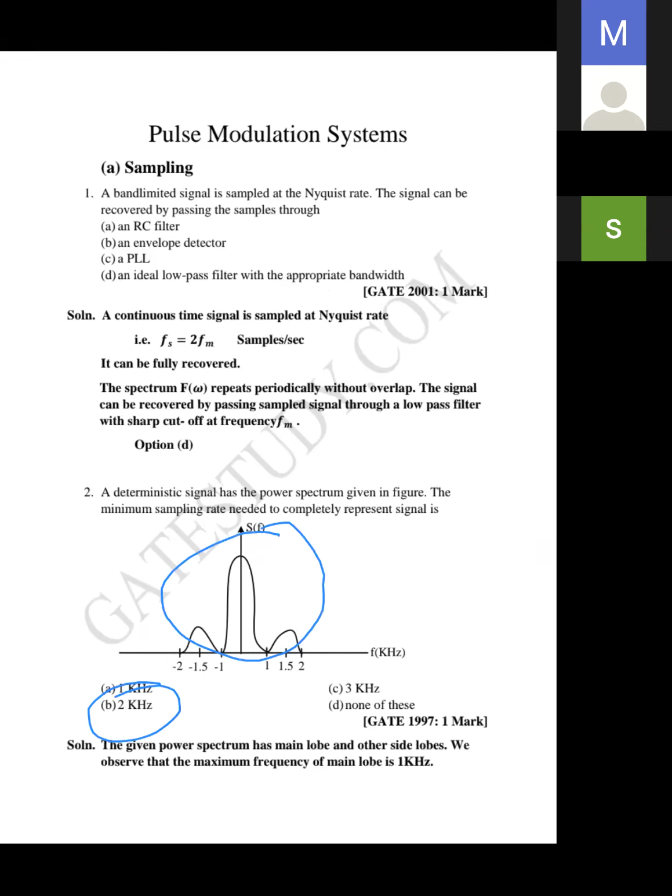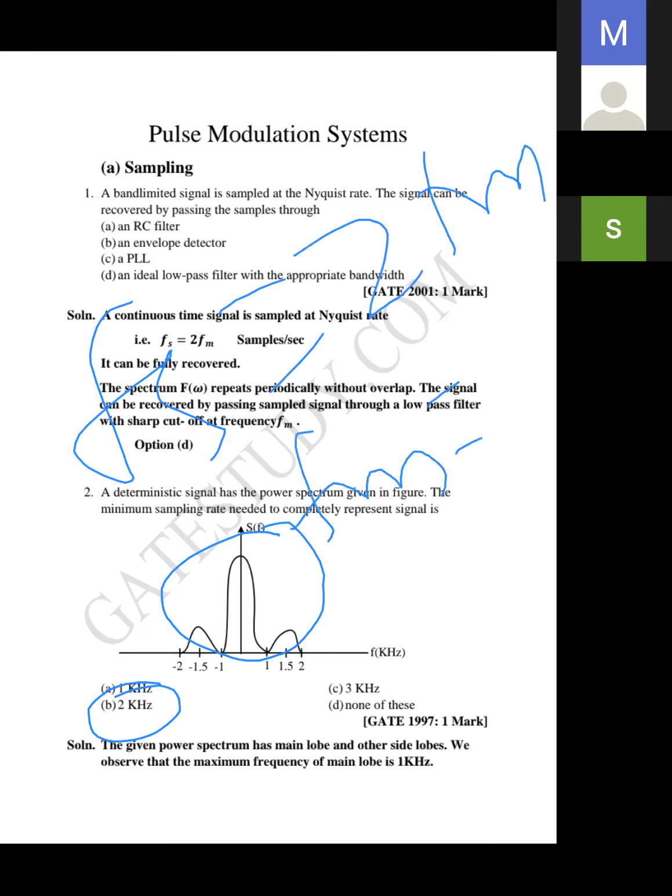So for the given problem, the minimum sampling rate required is 2 kilohertz, because Fs is equal to 2fm. The message frequency, the maximum frequency, is taken as 1 kilohertz. That's why we substitute 1 kilohertz for fm, and we get 2fm as the answer.